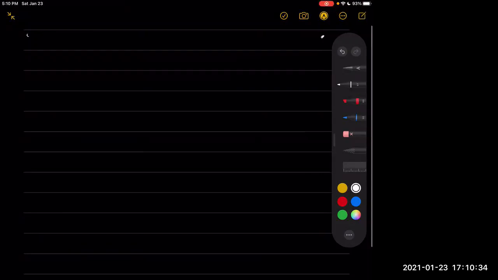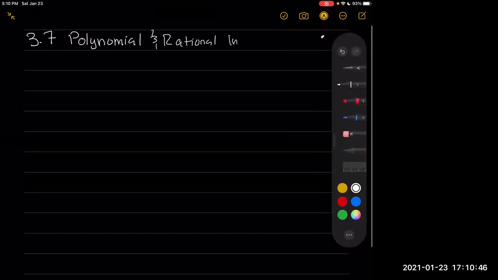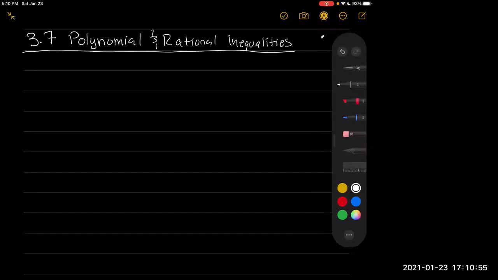So today we're starting section 3.7, which is on polynomial and rational inequalities. So first we need to define what a polynomial inequality is.